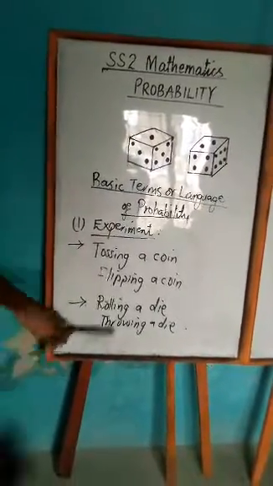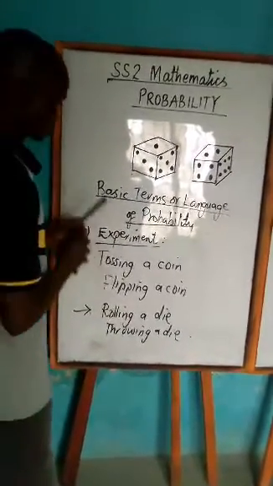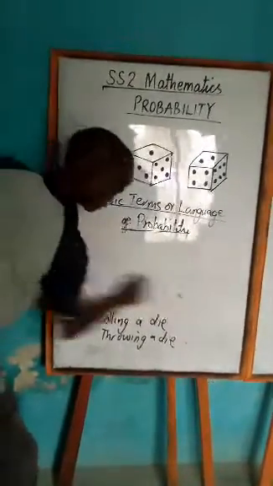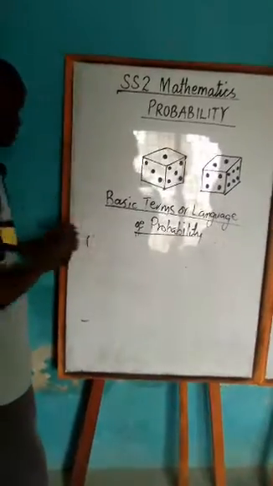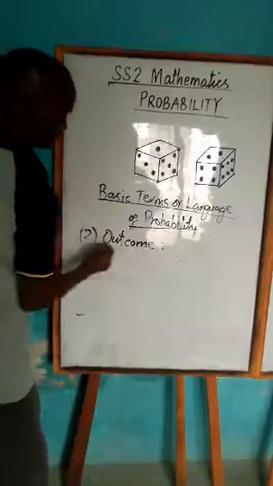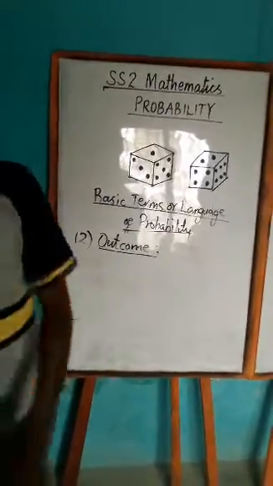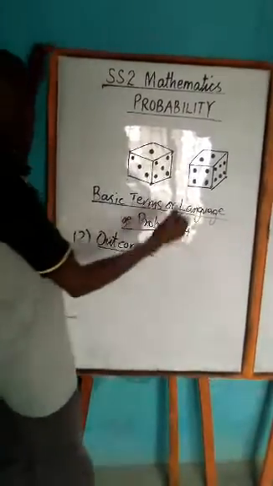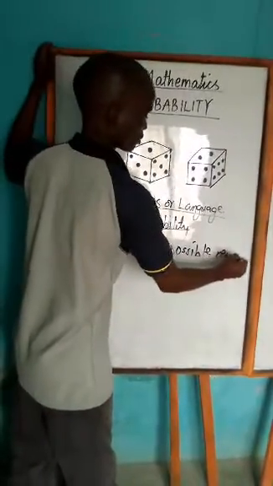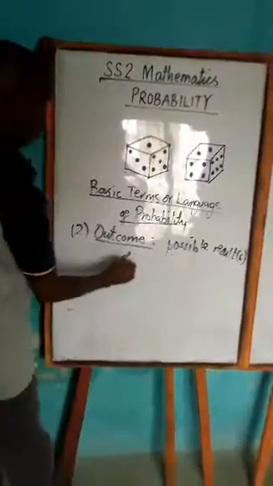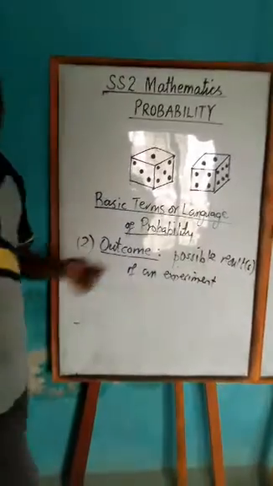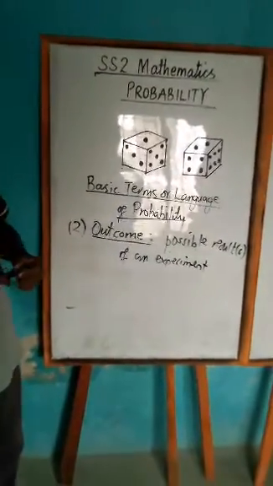The second one is outcome. What is an outcome in probability? An outcome is simply the result. Outcome is the possible result of an experiment. Okay, the possible result of an experiment.